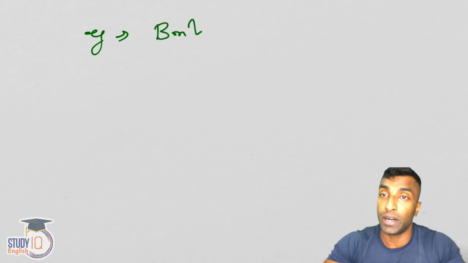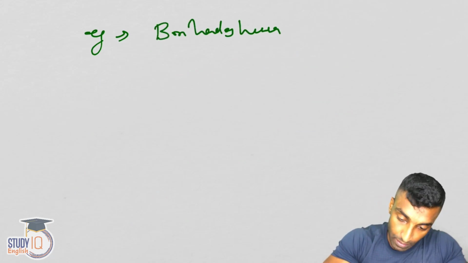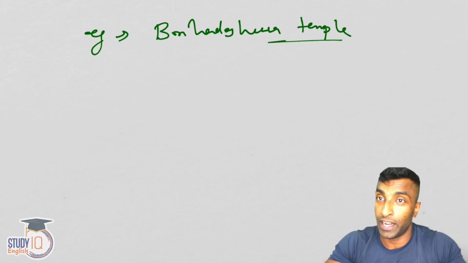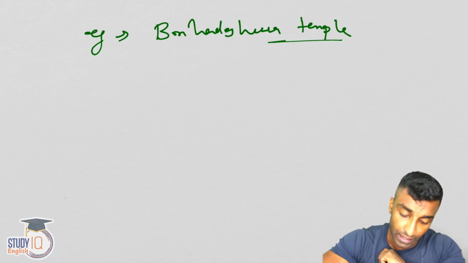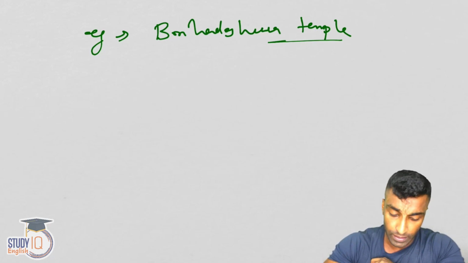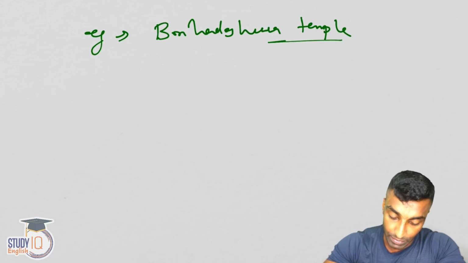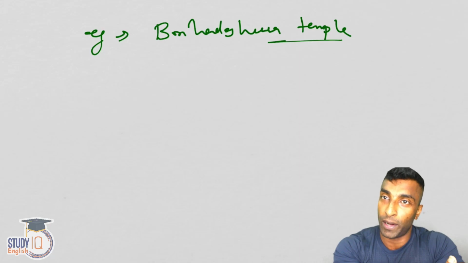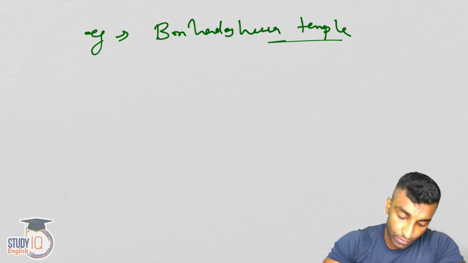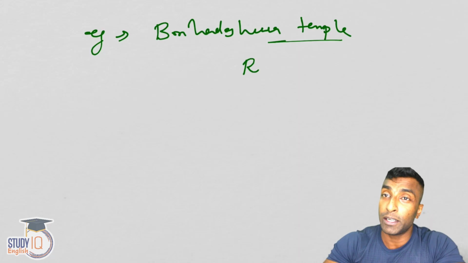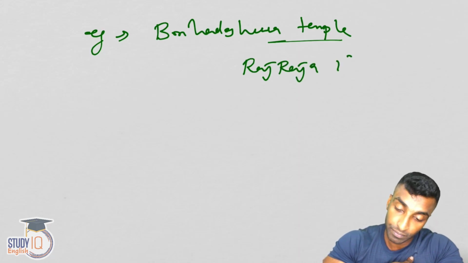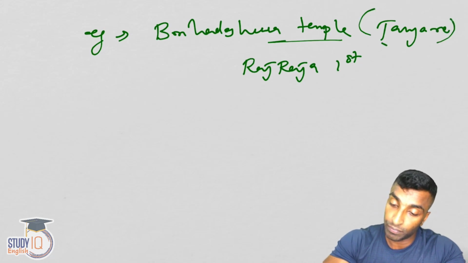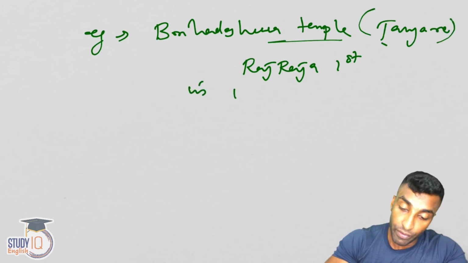What are the examples? Example, Brihadeshwara temple. It was actually a 2013 question. The question was something related to the features of Chola temple architecture. So whatever we wrote now, those are the features of Chola temple architecture. It is the same only. It was built by Rajaraja first. Where? Tanjore, Tamil Nadu.